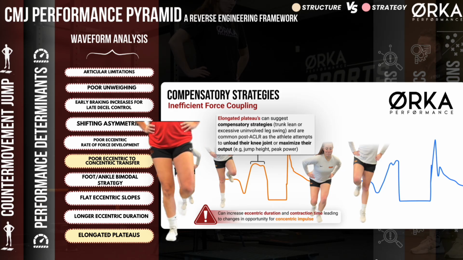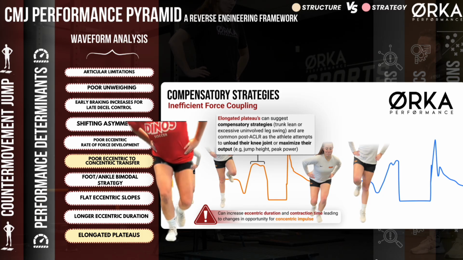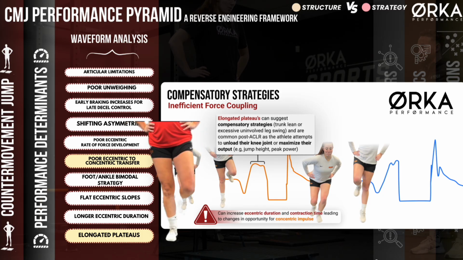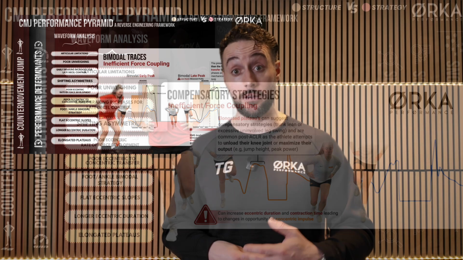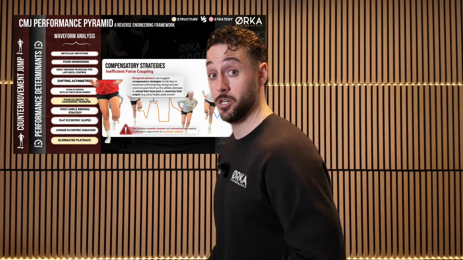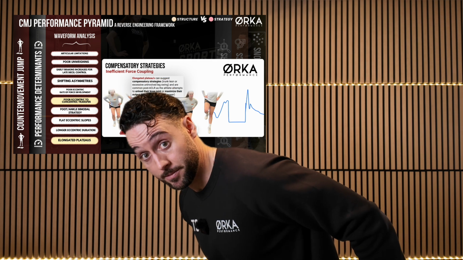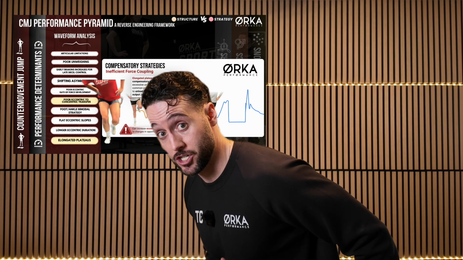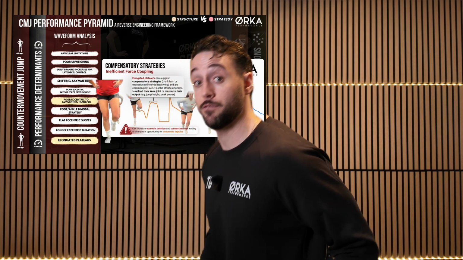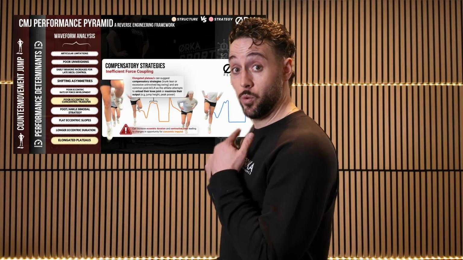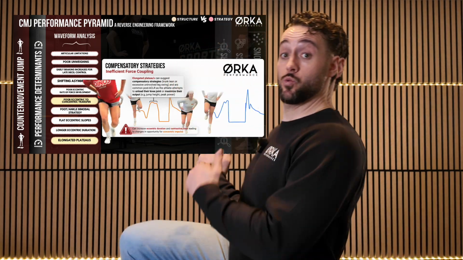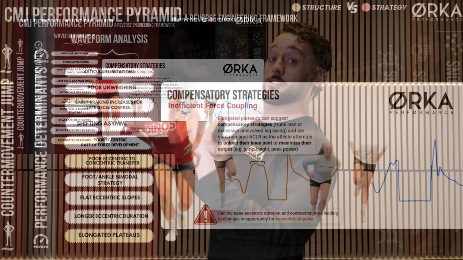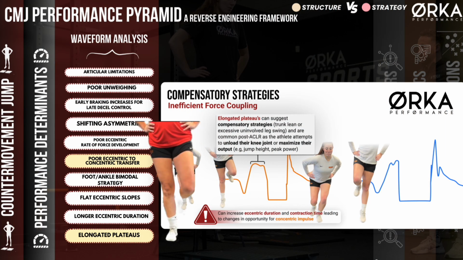And these elongated plateaus could just be a compensatory strategy where the athlete goes into trunk flexion or they excessively swing their leg. And it's really common post-op ACL because they're really trying to unload the knee joint and maximize output like peak power. So what they do is they go into the countermovement jump and they either go into trunk flexion, which increases their contraction time and the time they have to create force, or they swing the back leg backwards and then swing it up vertically. And that orients their center of mass in the consistent direction that the plates are.